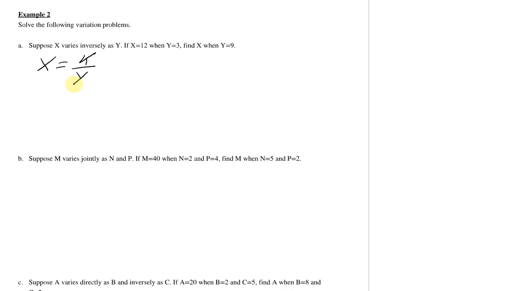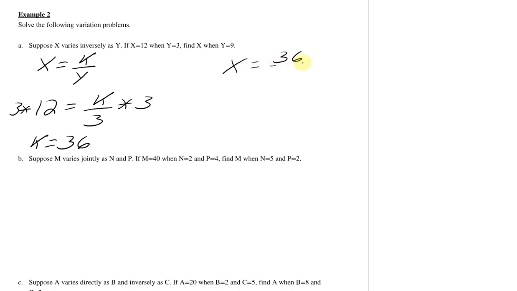So I have x varies inversely as y, so that's x equals k over y. Next I have to solve for k by using the information that was given. So it says if x equals 12 when y equals 3, so let's plug that in. 12 equals k over 3. To solve for k, I need to multiply both sides by 3, so I get that my k equals 36. From here, I need to plug this in to my equation. So I get x equals 36 over y.